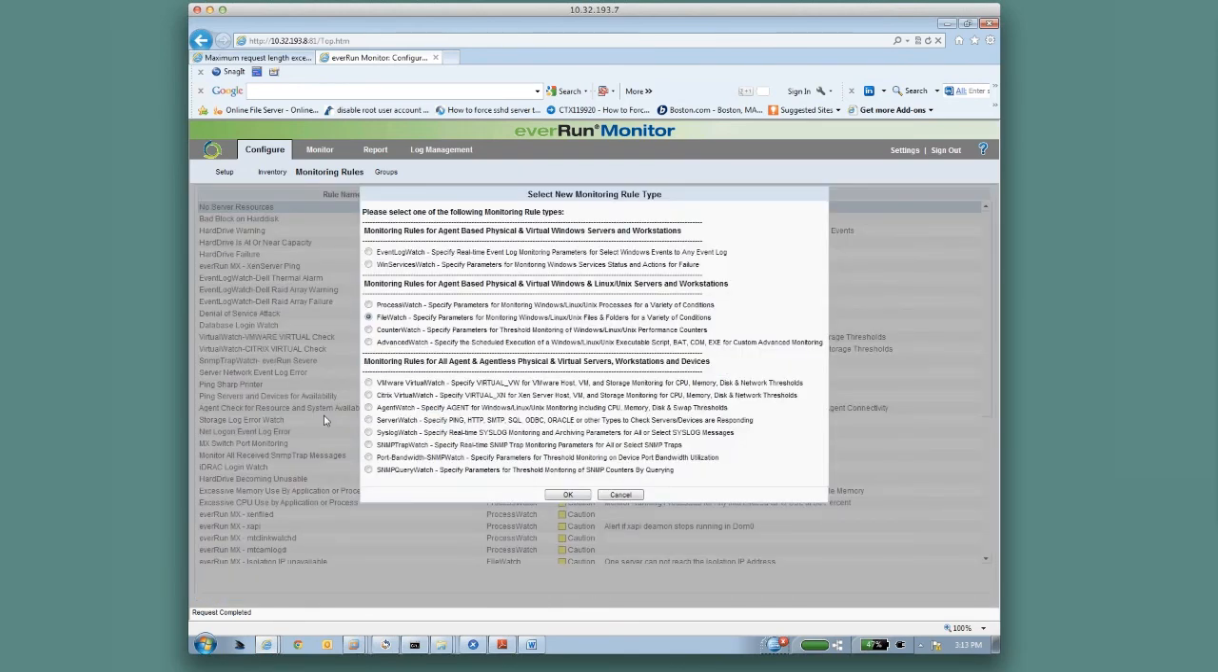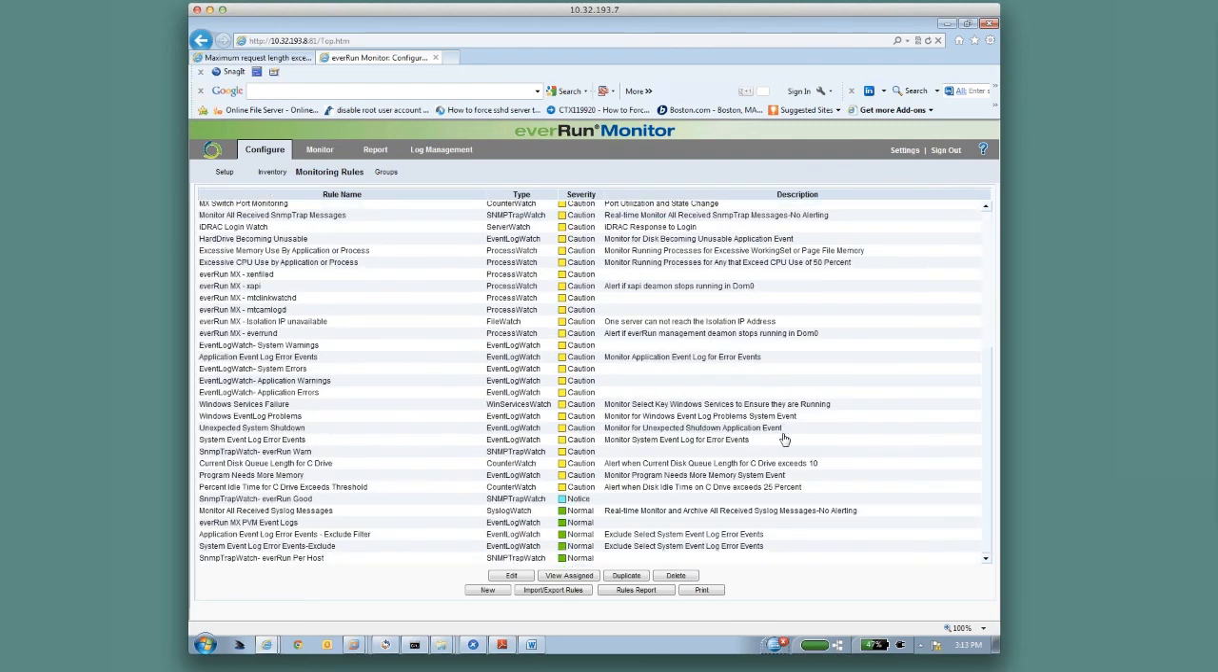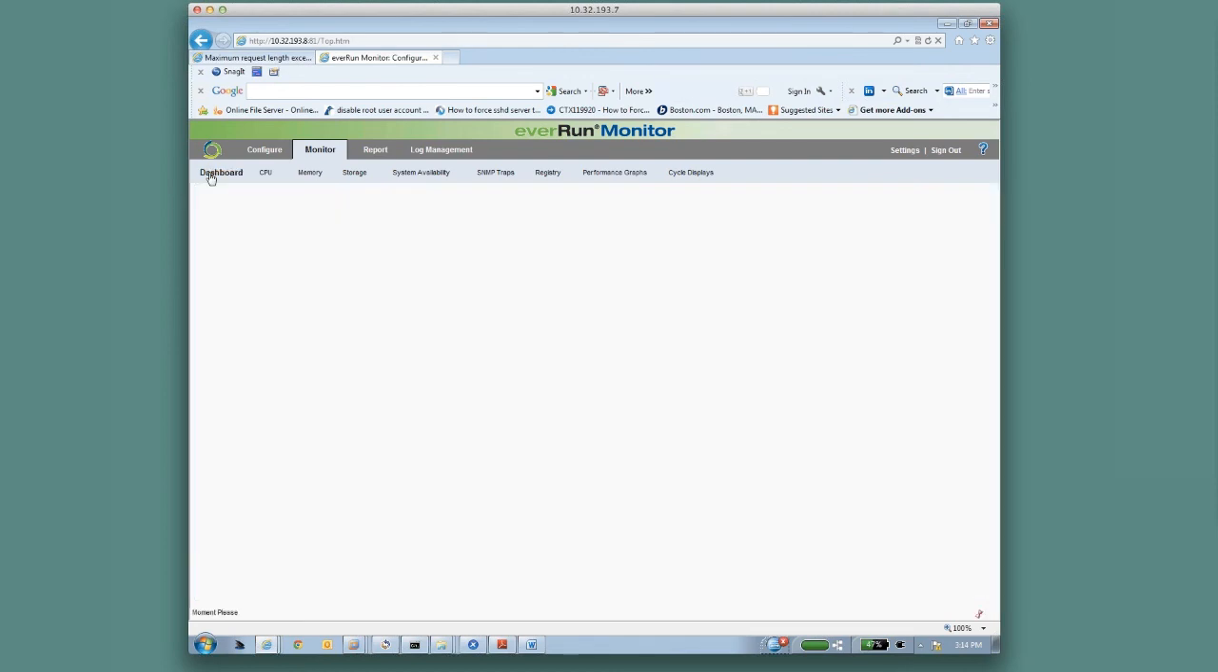We've got a very robust set of monitoring rules that you're able to set up here. And as you can see, the ones I've got set up in the background are the ones the product ships with. There's already a fairly robust number of these, including all the pieces to monitor everRun MX. Now, great, I want to go through and set up all my monitoring. Now the monitoring actually has to begin.